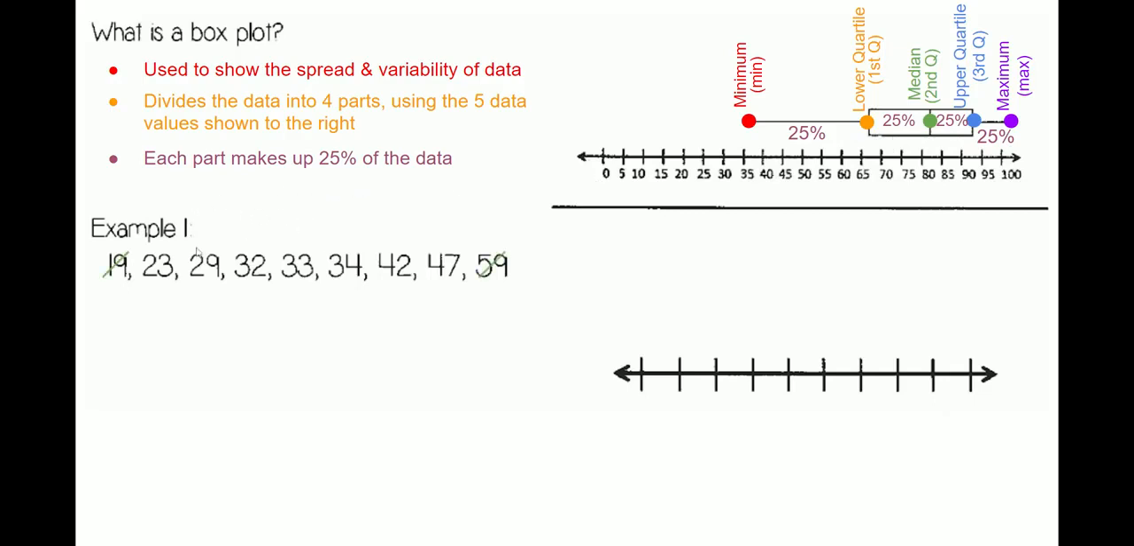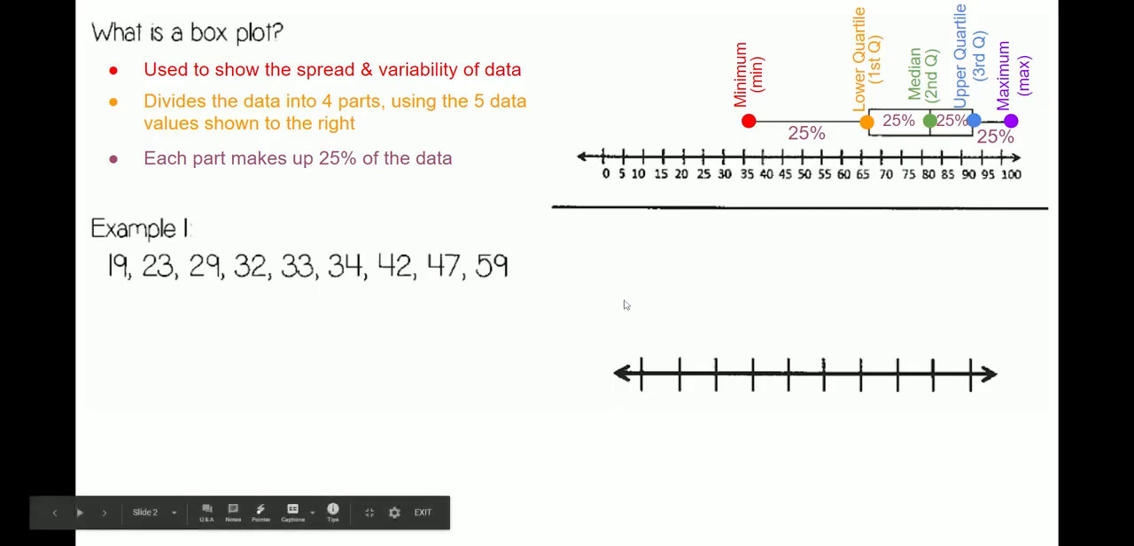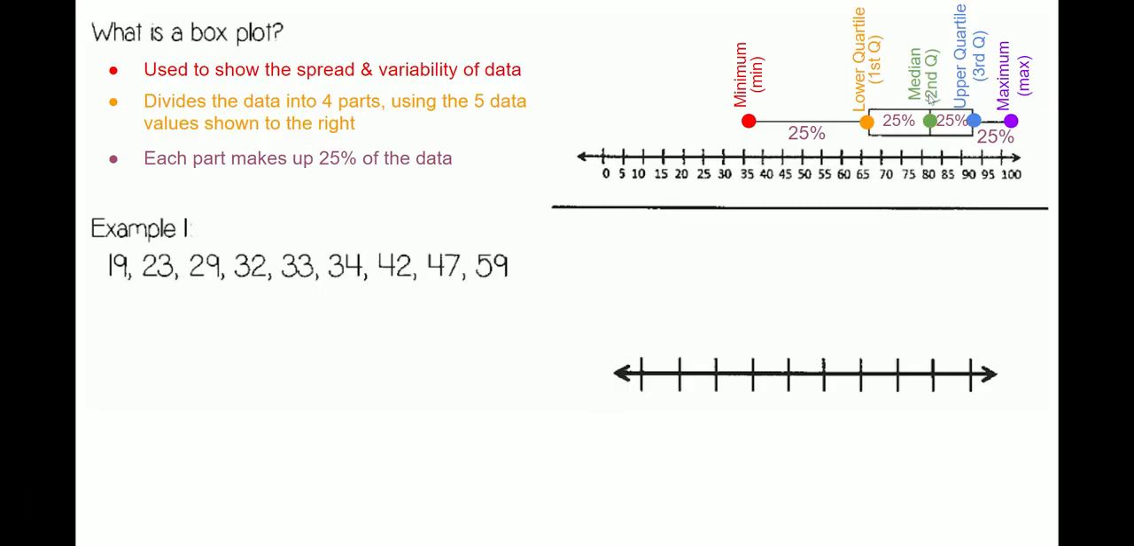So let's go ahead and go over some examples. How do we make a box plot? Well, we need to find the median first, and then we'll need to find the other values. So we're going to start off with the median. And to find the median, remember, we make sure that everything is in order from least to greatest, and it is 19, 20, 29, 32, 33, 34, 42, 47, 59. That is the biggest number, and that is the smallest number. So this is the minimum, and this is the maximum.